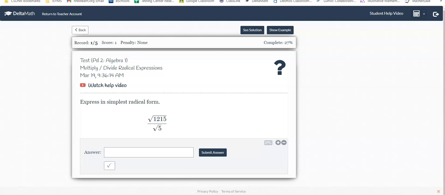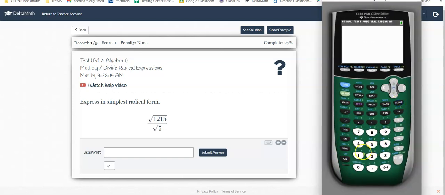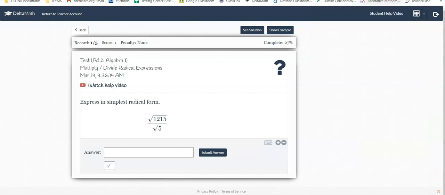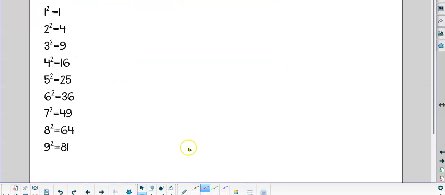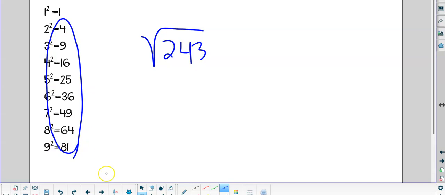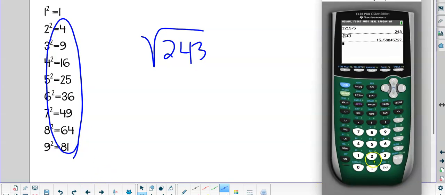So I'm going to try that on my calculator. I'm going to divide 1215 by 5, and let's see what I get. I get 243. So let's just check the square root of 243. Okay, it's irrational. So I'm going to write it here. The square root of 243. And I'm just going to check to see if any of these values are a factor of 243, just to see if I can simplify it.